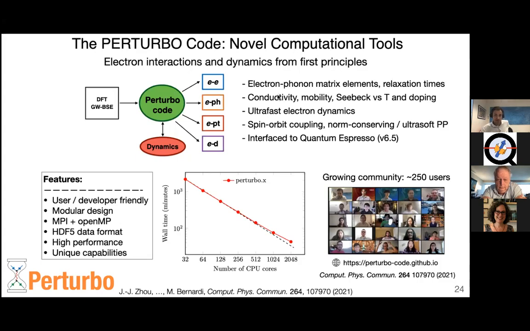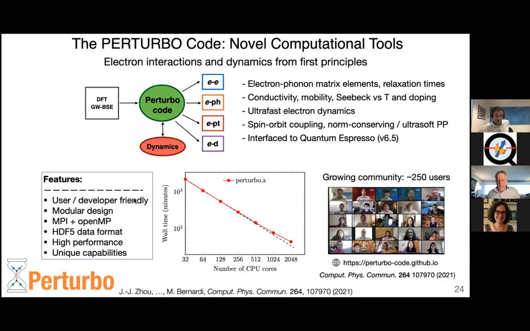coupling, and also use this knowledge to study various transport properties and also ultra-fast dynamics, which is a topic we work on that I will not discuss today. We have released this code about a year ago, and we already have a large and rapidly growing community of users. We have over 250 users.